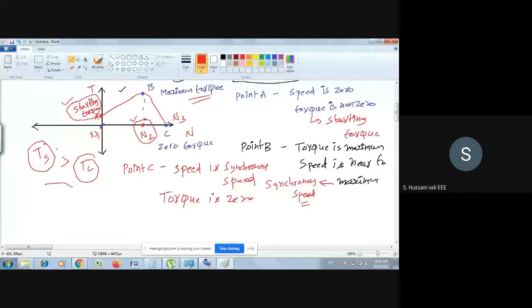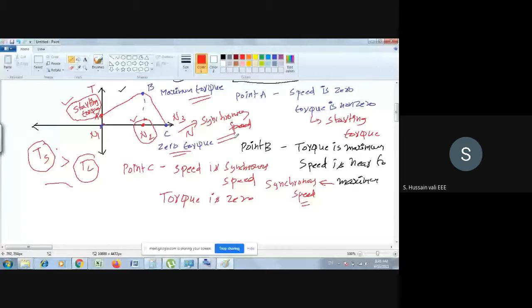Now coming to point C, what you need to understand is that if you run the motor at synchronous speed, torque production will be zero. Zero torque production means that even though you give the supply to your induction motor, torque will not be produced. Point C corresponds to synchronous speed. Why is it so?